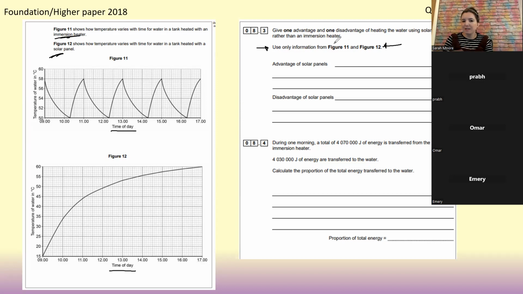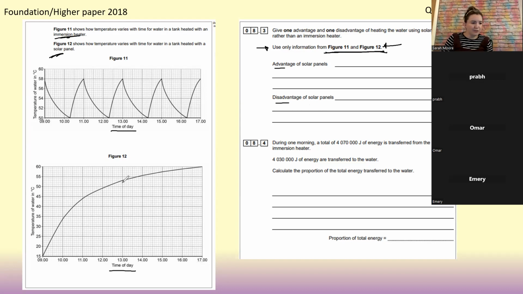So we don't want to see things like solar panels are expensive, solar panels don't look very nice on the roofs of houses, or the maintenance problems can be expensive. All of those things might be valid, but not in this question because we are asked to refer to only figure 11 and figure 12. So our advantage and disadvantage must come from the figures.